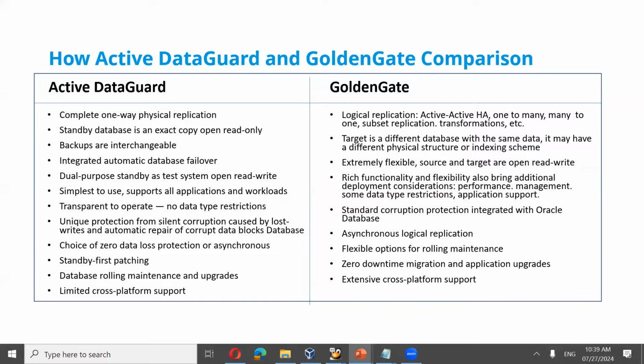So, Golden Gate and Active Data Guard. I always say one thing: you can compare apple to apple, but you cannot compare apple to orange. The same thing applies to Data Guard and Golden Gate. Comparing both of them is like comparing apple to orange, because both are completely different, and their usages are different. You cannot say that if you have a Data Guard requirement, you can replace it with Golden Gate, or vice versa.